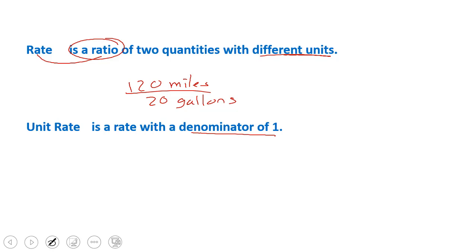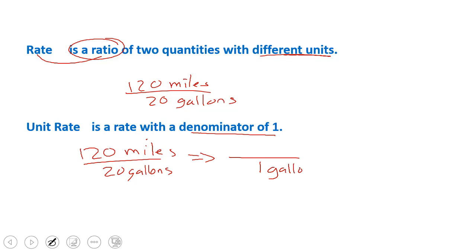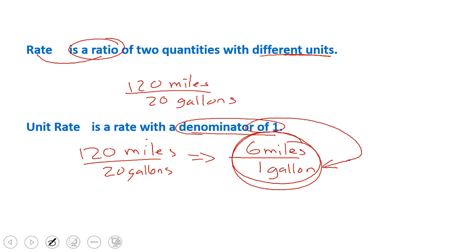In other words, if I take our rate of 120 miles over 20 gallons, and I turn this into a unit rate, it has to be out of 1 gallon. So I would simplify this rate, 120 miles over 20 gallons, and I would say 6 miles to 1 gallon. And this would be a unit rate with a denominator of 1 right there. Unit rates have a denominator of 1.